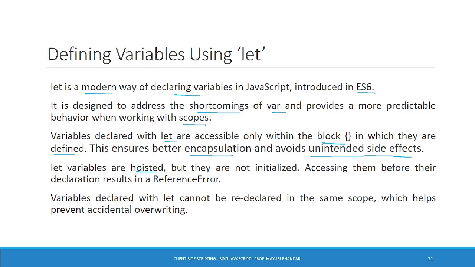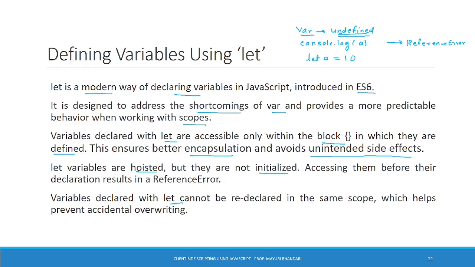Let variables are hoisted but they are not initialized. Like we have seen, var variables are also hoisted and they are initialized with undefined, but let variables are not initialized. So if I say let a equal to 10 and before this if I say console.log a, it will give me error, that is reference error, and will not give value like var, that is undefined.